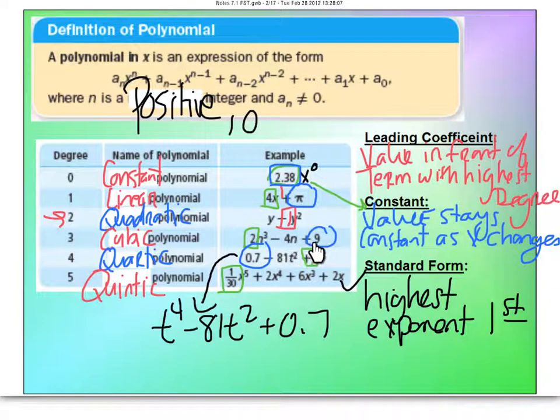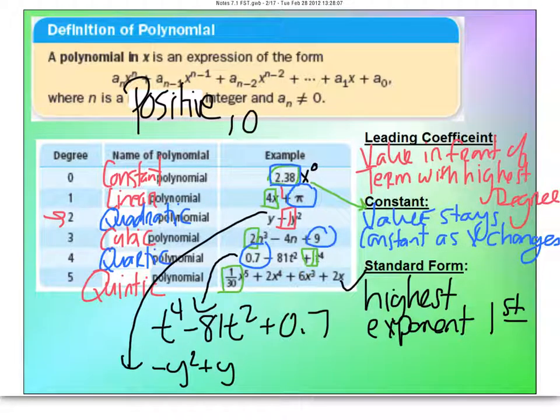Our cubic is in standard format. Our quadratic is not in standard format, so let's adjust that one. The quadratic would be negative y squared and then plus y in standard format. And then the last two are in the right formats.